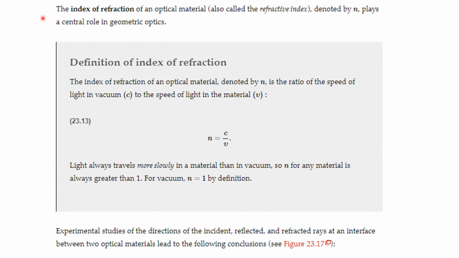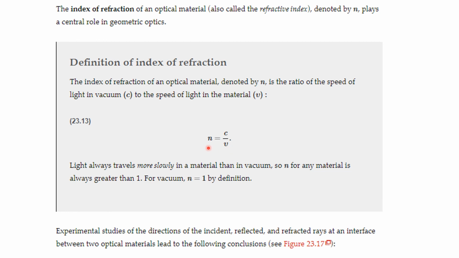A critical parameter that we have is called the index of refraction of an optical material, also called the refractive index. It is usually denoted by n, and it plays a central role in geometric optics. This is the definition: the index of refraction of an optical material, denoted by n, is the ratio of the speed of light in a vacuum, denoted by c, to the speed of light in the material, denoted by v. Here's the relationship: n equals c divided by v.